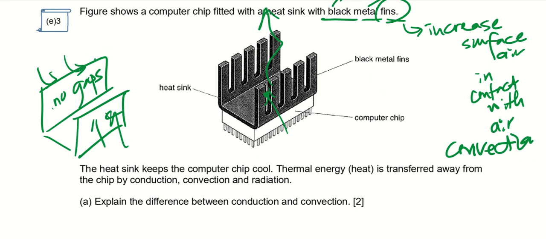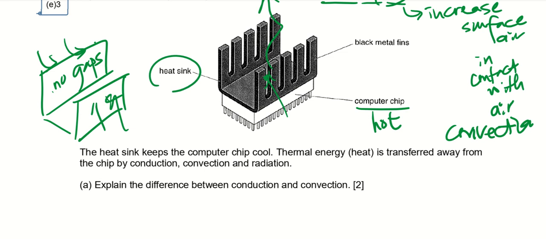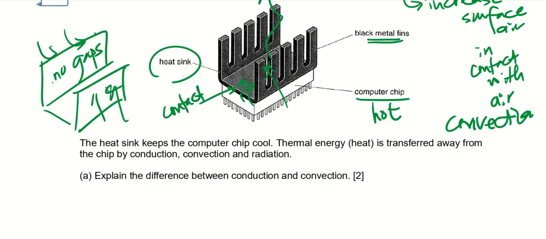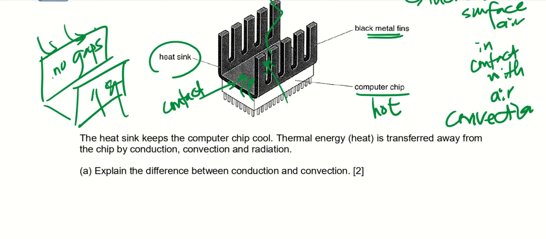Okay, so the computer chip is the one that is hot, and because this heat sink is in contact with it, I need it to be metal so that it can conduct away the energy. So please do not use absorb, because with metal we always talk about conduction. They are touching, it is conduction, right? The heatsink keeps the computer chip cool. The thermal energy is transferred away by conduction, convection, and radiation.